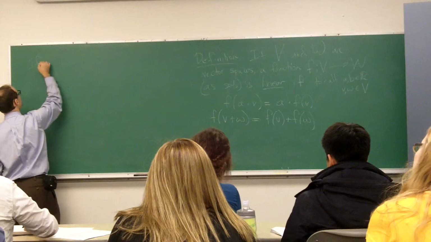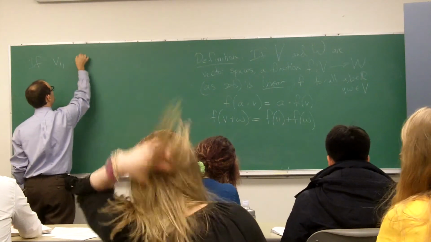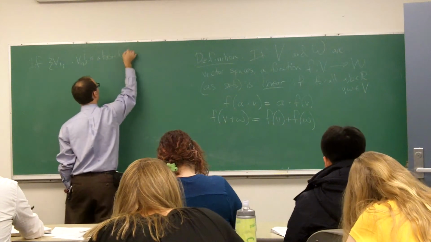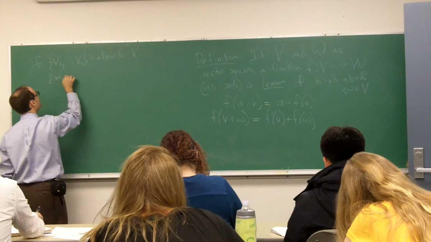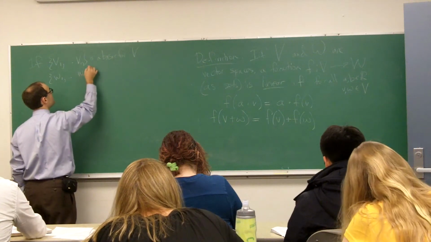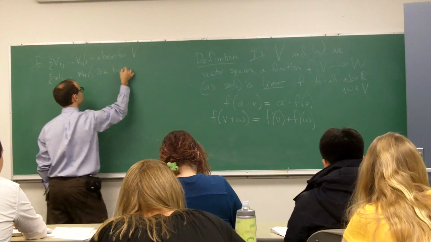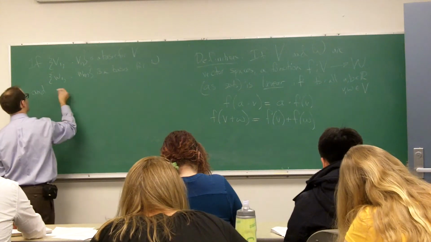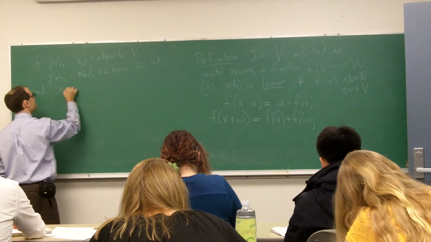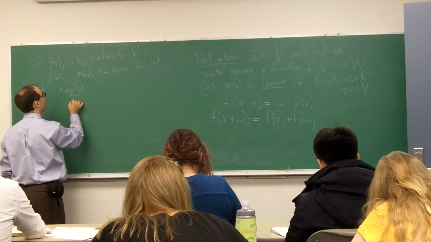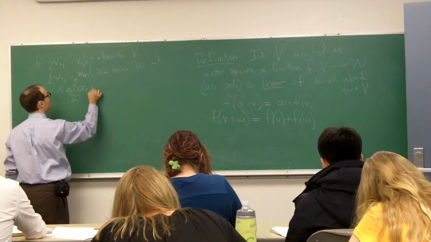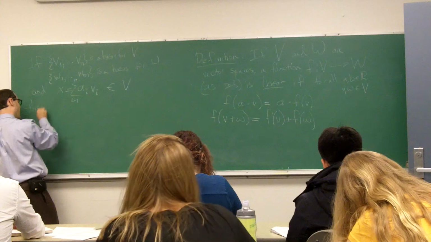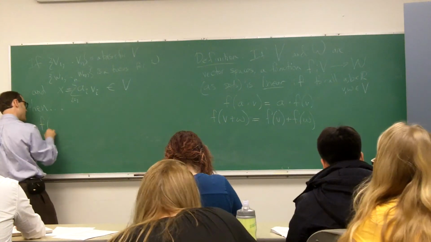So, if V1 up to Vn is a basis for V, and W1 to Wm, that could be different, is a basis for W. And let's say here x is the sum from 1 to n of a_i times the V_i's. This is in V. Then, what's this f of x?